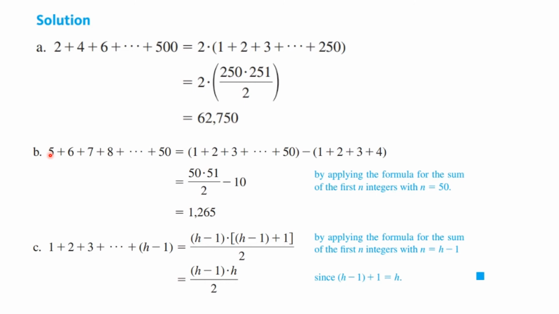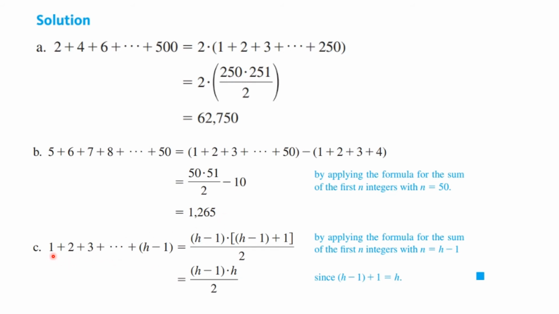Here, I'm starting at 5 instead of at 1. So what I'm going to do is a great mathematical technique of adding and subtracting the same thing. I'm going to take the sum from 1 to 50, but then I'm going to subtract off the first 4 terms. Well, the sum from 1 to 50 is, and so here it is in our formula, 50 times 50 plus 1 all over 2. But then I'm subtracting off, so this is going to be 10. So I do this calculation, subtract 10, and I get this as my answer.